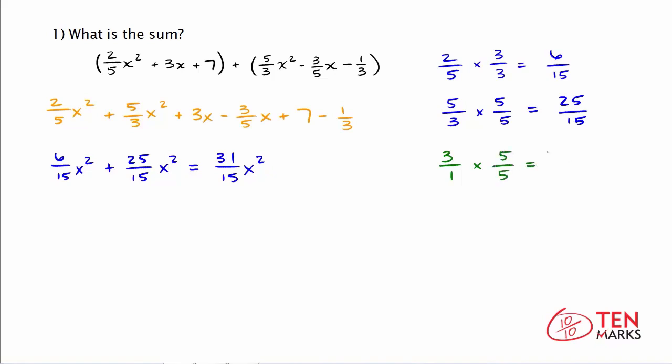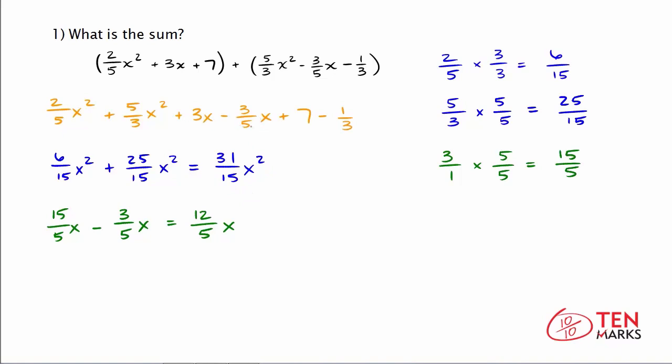And this will give us a denominator of 5. You get 15/5 x minus 3/5 x. 15/5 minus 3/5 leaves you with 12/5 x. Okay, we'll keep track of that as well.